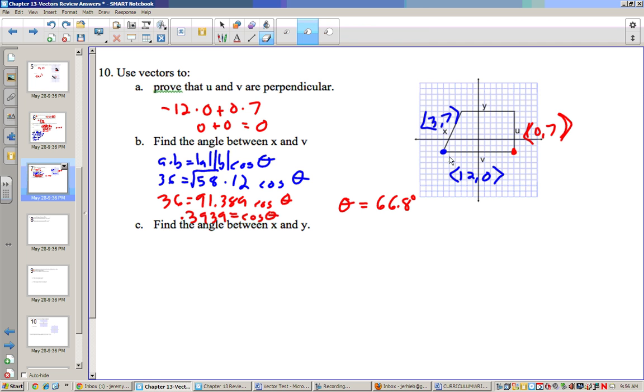Now if I find the angle between x and y, if this is 66.8, this is 90 degrees, and that's 90 degrees, all three of these have to add up to 360. So just take 360, subtract those values, and you should get 113.2 degrees.